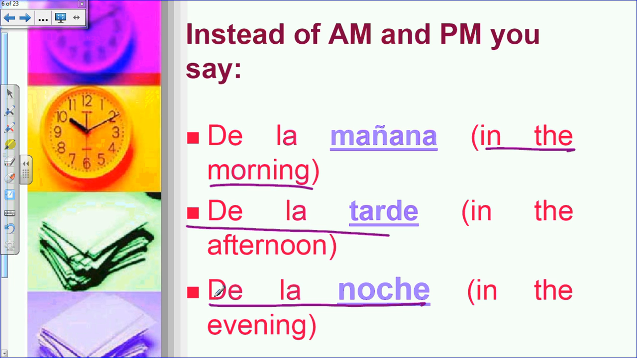So we will always use es la una with de la mañana, de la tarde, de la noche. We will also use son las. Opción número uno, es la una. Opción número dos, son las, with de la mañana, de la tarde, de la noche. You can't forget about these.